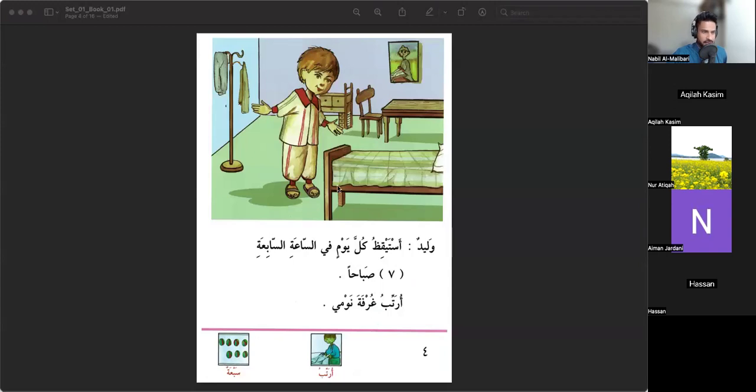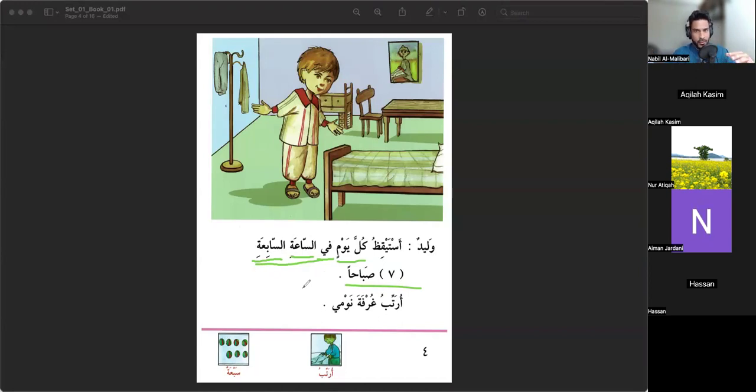Okay, now Waleed, the five-year-old guy, is trying to say, أستيقظ, I wake up, كل يوم, every day, في الساعة السابعة صباحا, at 7 o'clock. Fi means at or on. As-sa'a means the hour. Sa'a as-sabi'a, the seventh hour.